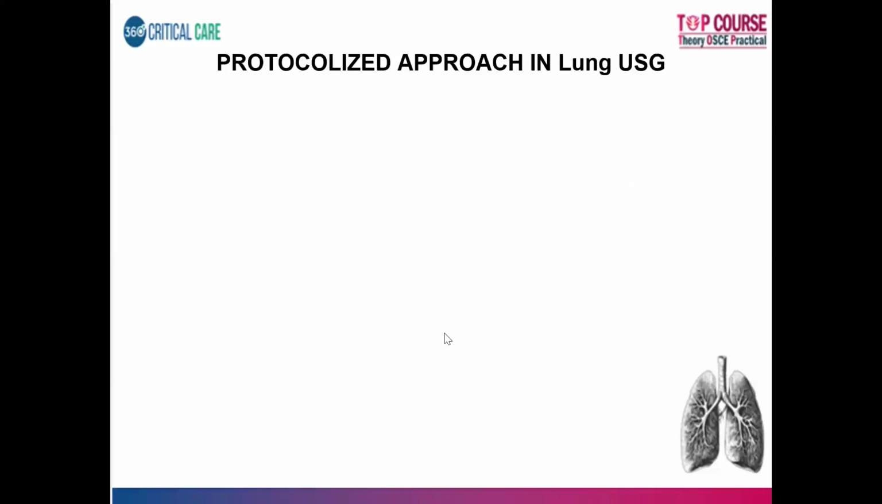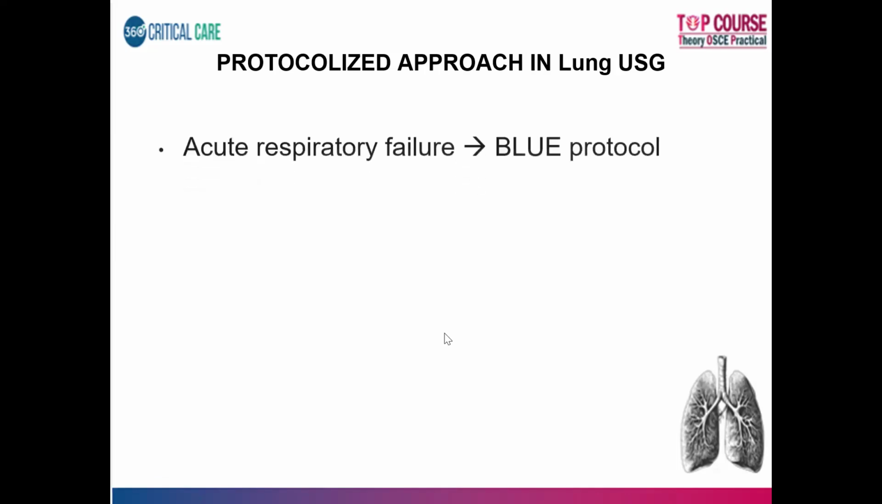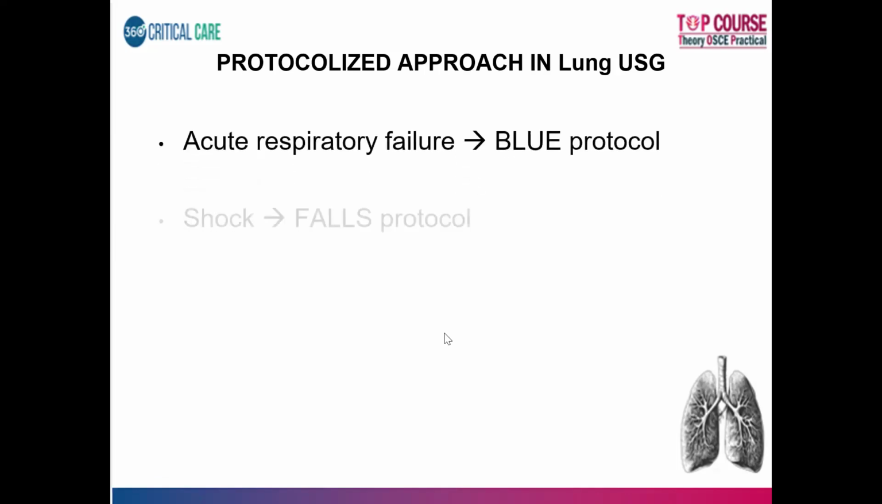So coming to the protocolized approach in lung ultrasound. Can you name a few of the lung ultrasound protocols that you follow? For acute respiratory failure, we have the BLUE protocol. For shock, we have the FALLS protocol. There are other protocols like LUCI, etc. LUCI actually was given by Daniel Lichtenstein.